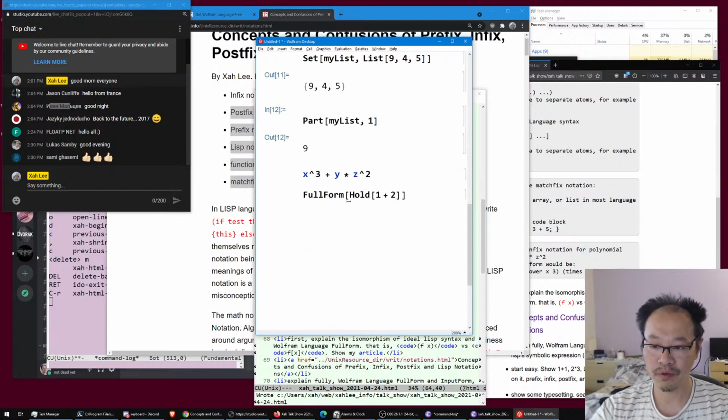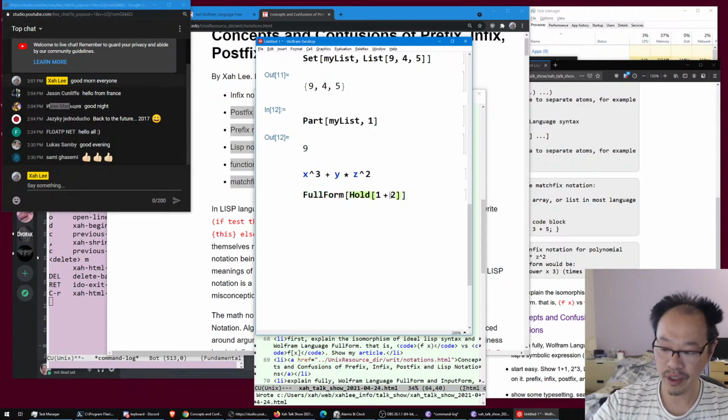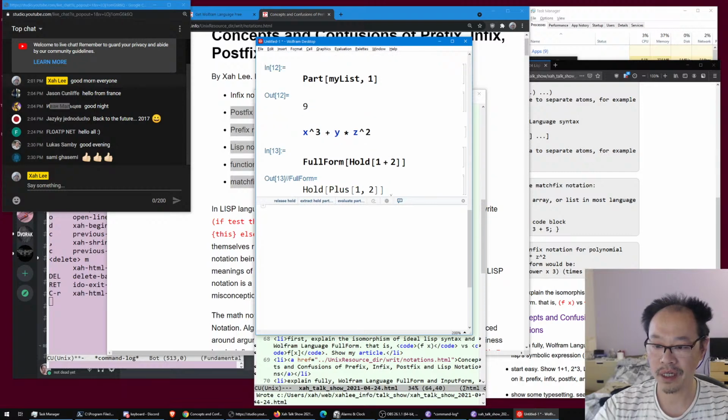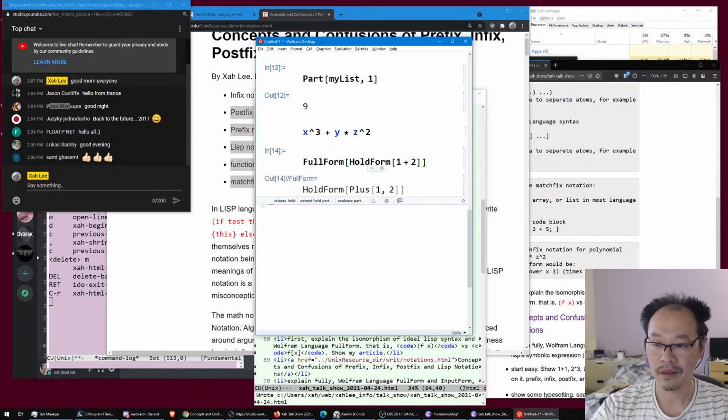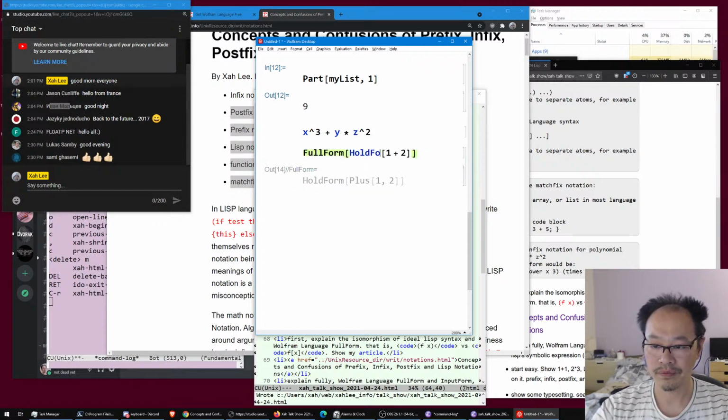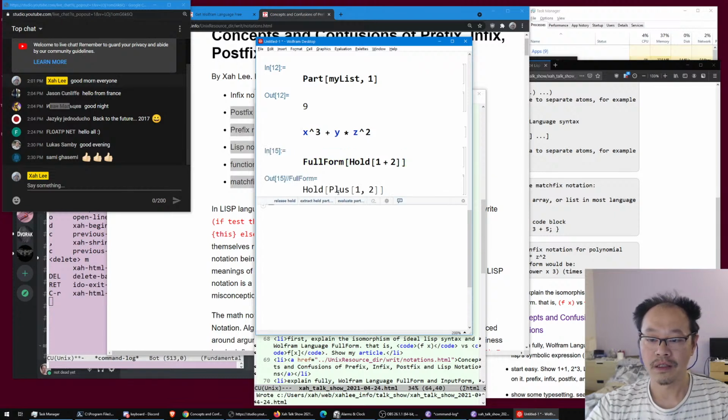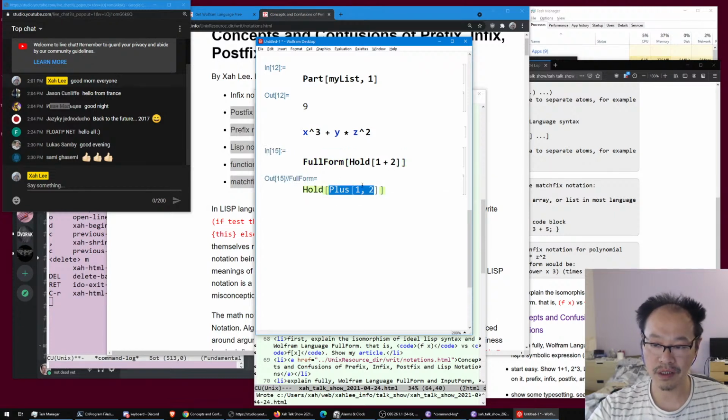But why do you put a Hold there? Because if you don't put Hold there, then 1 plus 2 will evaluate and become 3, so you just get 3. But if we do it this way, evaluate, you can see. Let's use Hold. So you can see Mathematica shows you this Plus with square brackets.